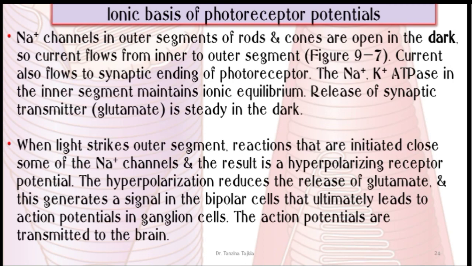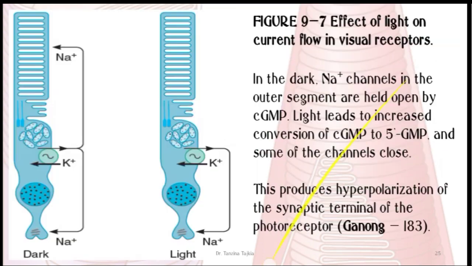steady in the dark. When light strikes the outer segment, the reaction that is initiated closes some of the sodium channels. The result is a hyperpolarizing receptor potential. The hyperpolarization reduces the release of glutamate, and this generates a signal in the bipolar cells that ultimately leads to action potentials in the ganglion cells. The action potentials are transmitted to the brain.